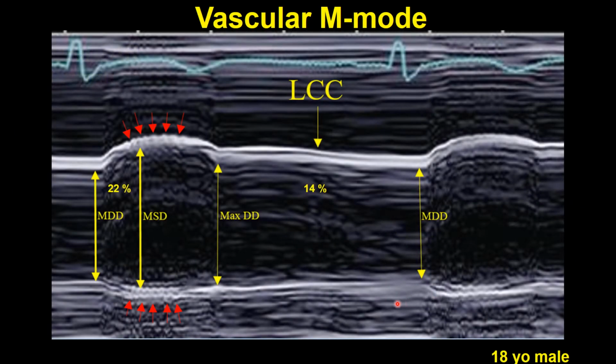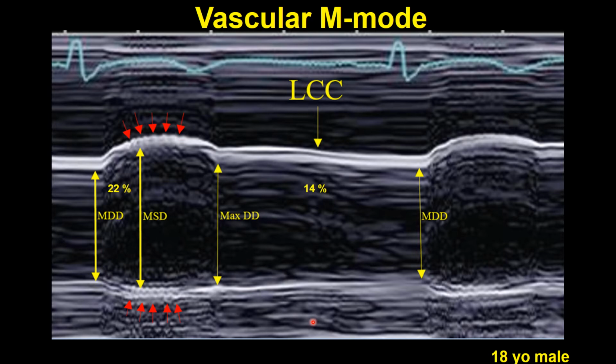So we use vascular M mode. We can see that there's a 22% distension and a 14% retraction. Normal's 9%. Over here would be 6%. And this has been shown to indicate severe or moderately severe aortic regurgitation. We can also see some flutter waves here from a mild aortic stenosis.